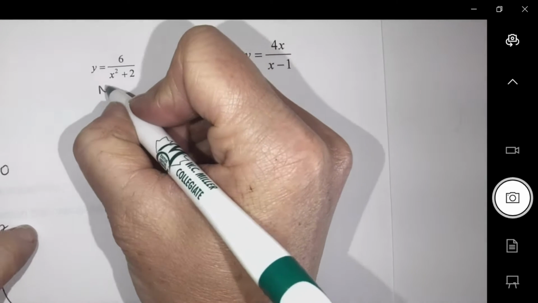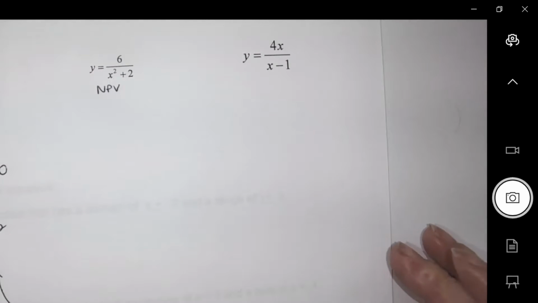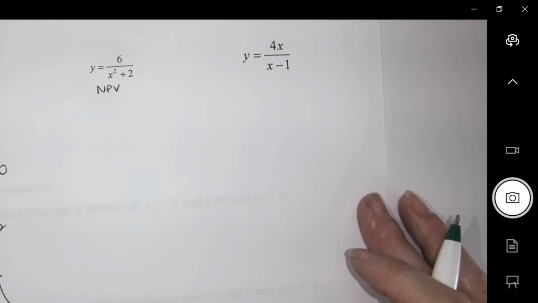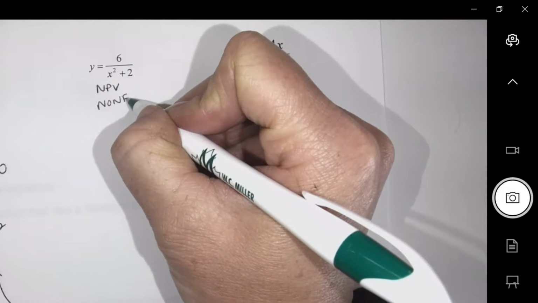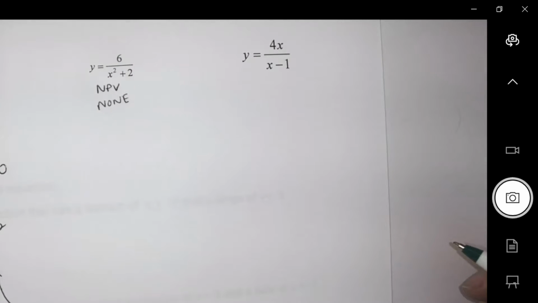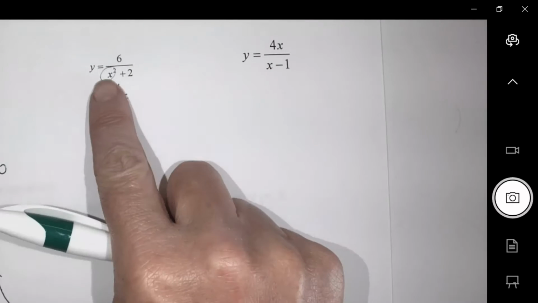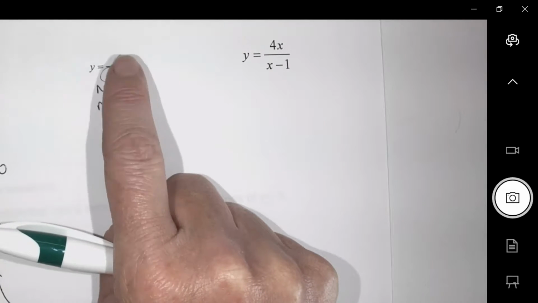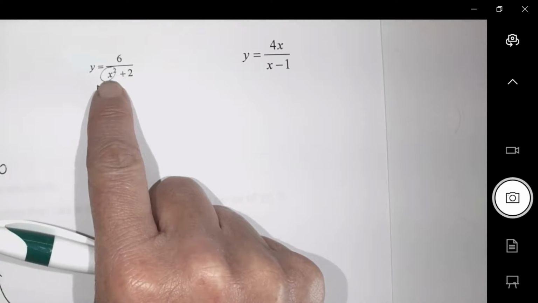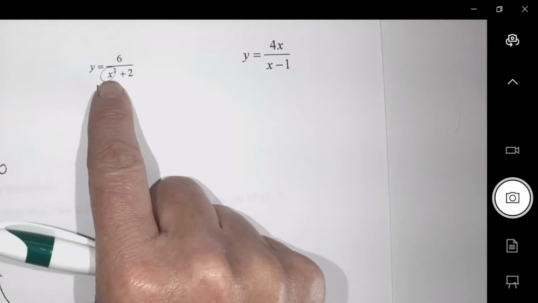Okay, second one. What do we think, first of all, about non-permissible values? Allowing x to be, is there anything that we don't want x to be? There's actually none. Okay, why is there no non-permissible values? Because x squared would have to be -2 in order to turn the bottom into 0. Can you ever square anything to be -2? No. So everything works.